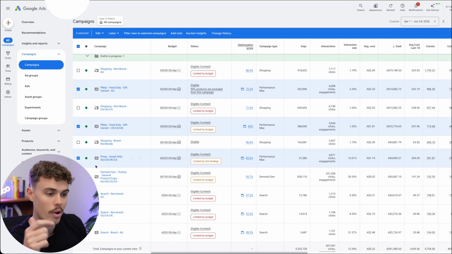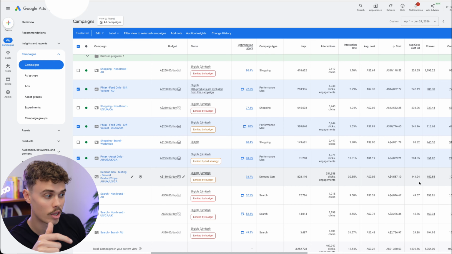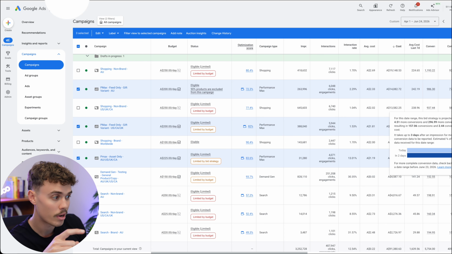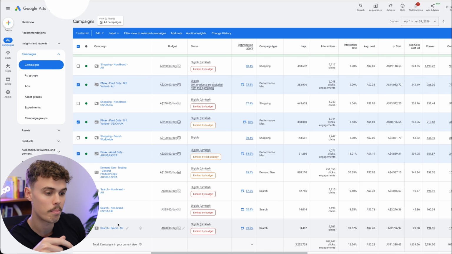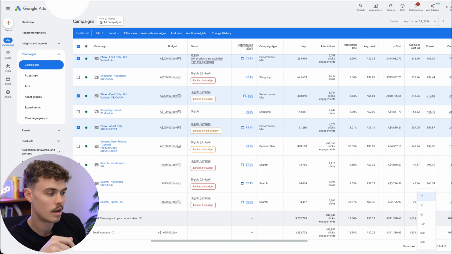And then you can see we go down, we have a demand gen here. Like I said, demand gen is doing really well right now. It's at a 2.3x here, 2.4. And then we have some non-brand search campaigns doing the cleanup. And then we have branded campaigns, like I said.